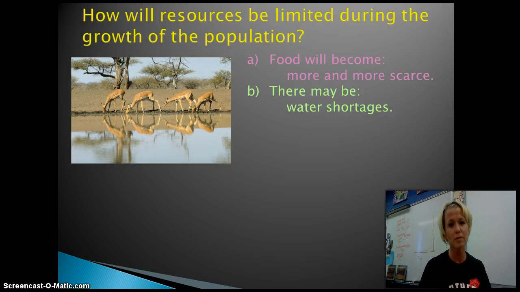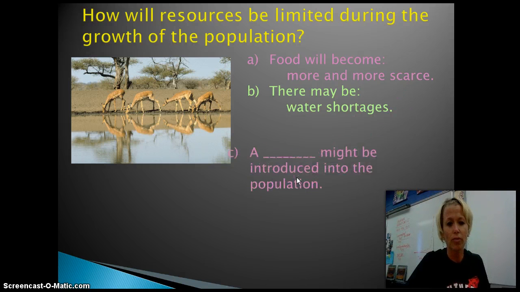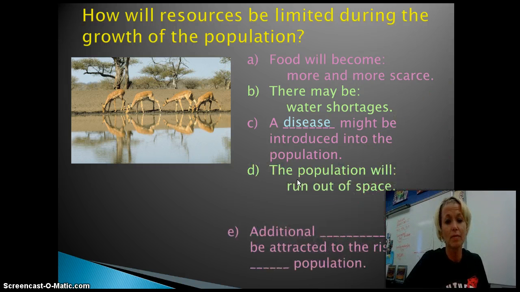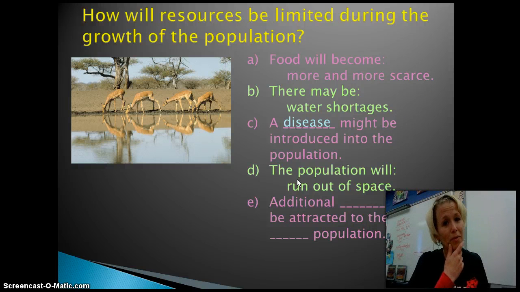So when food becomes scarce, you can see shortages. When water becomes scarce, you can see a change in the population growth. A disease might be introduced to a population. And then the population might run out of space. That might be with the humans. That might be what our carrying capacity looks like, running out of space.